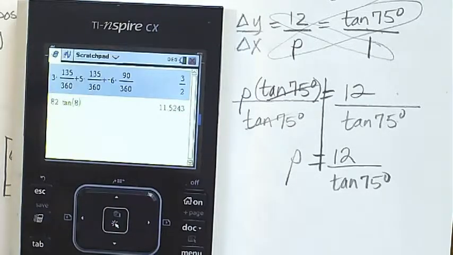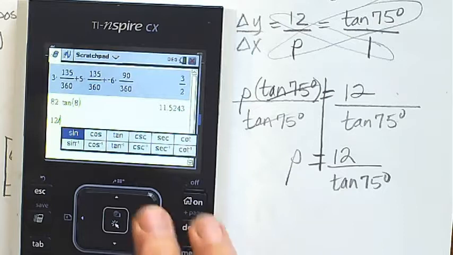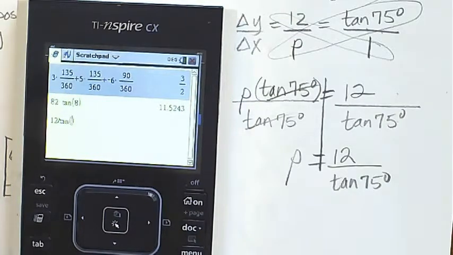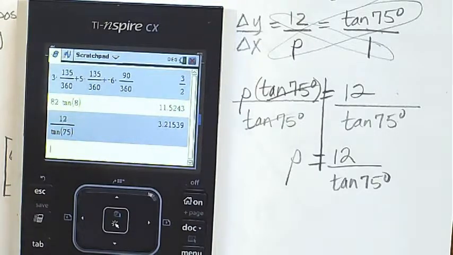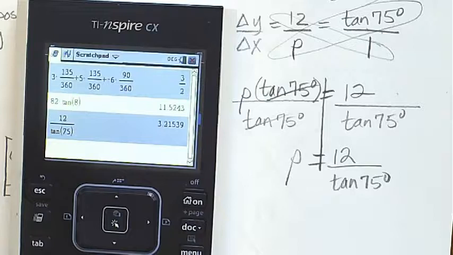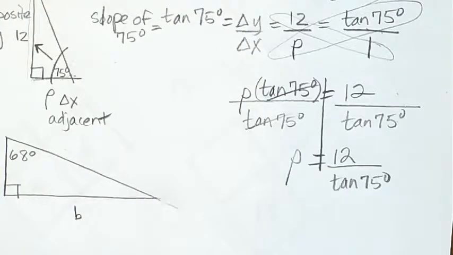Let's see, 12 divided by tangent 75. Oh, look at that. That showed up really nicely. So about 3.21 is what I got. Just check and make sure I have the right answer on these. Yeah.